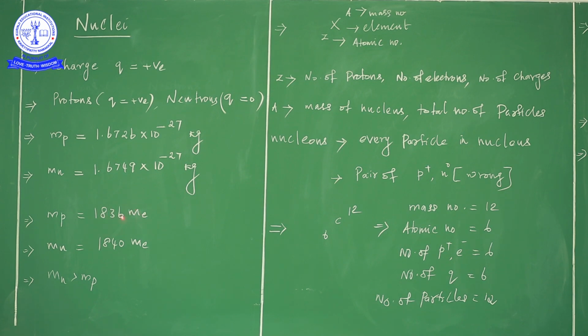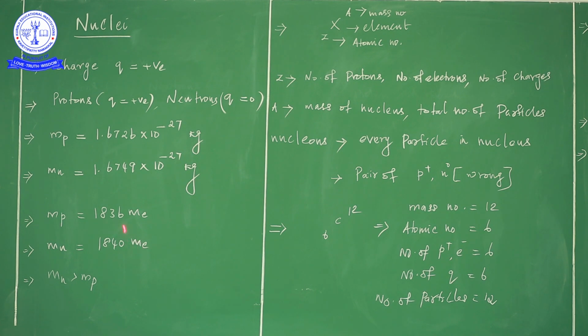1836 times the mass of the electron. So the mass of the proton, when compared to the mass of the electron, is 1836 times greater. When you take the mass of the neutron and compare it with the mass of the electron, it is 1840 times. So the mass of the proton is 1836 times the mass of the electron, and the mass of the neutron is 1840 times.